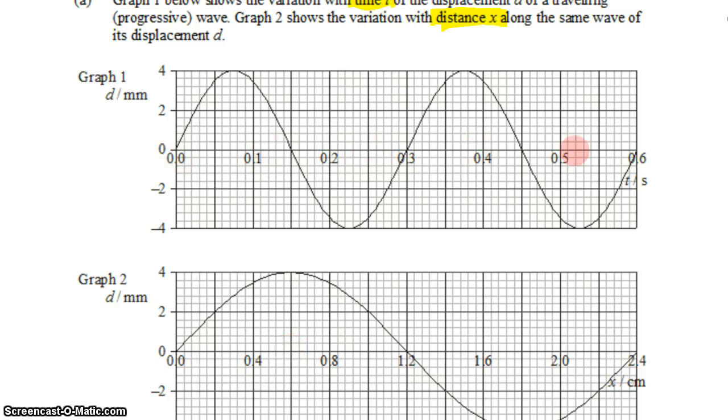One is in a time domain, one is in a length domain, but both have the height of the wave in time and with distance. So we can read the maximum height from either graph and get the same answer. And the answer looks like it's going to be 4 millimeters.